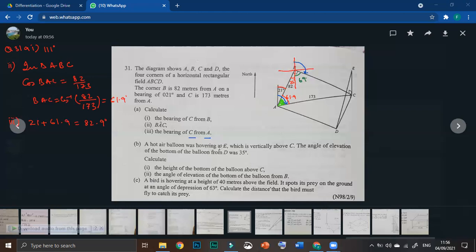Now part B. A hot air balloon was hovering at E, which is vertically above C. The angle of elevation of the bottom of the balloon from D is 35. Now, when we look at the balloon at E from D, this angle of elevation is 35 degrees. Calculate the height of the balloon above C. We want to find out this height.